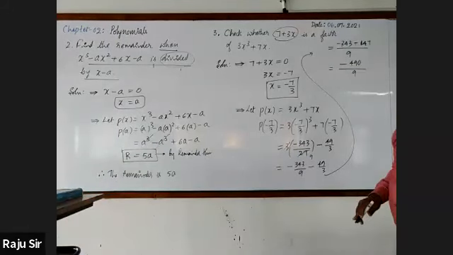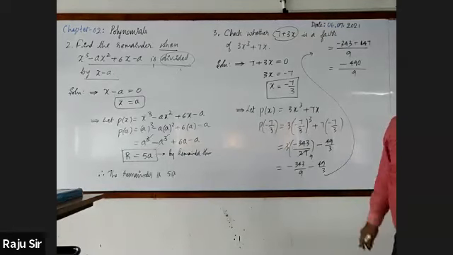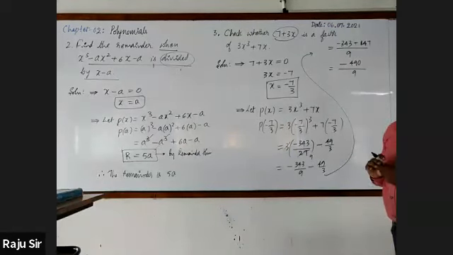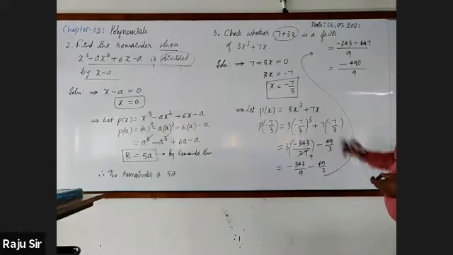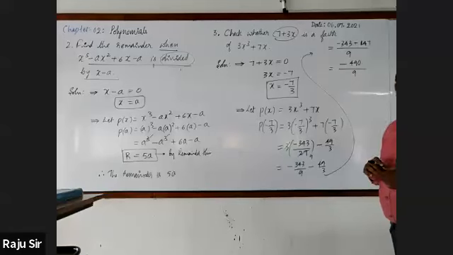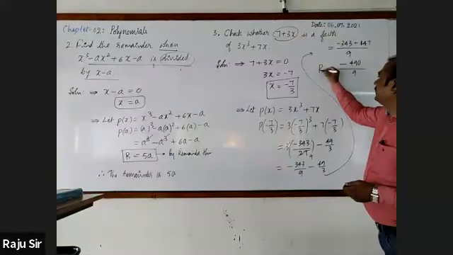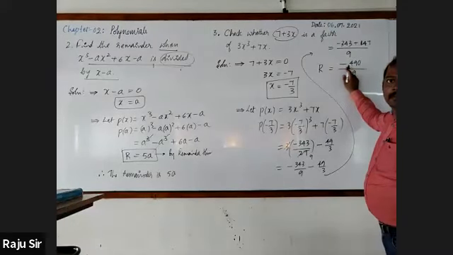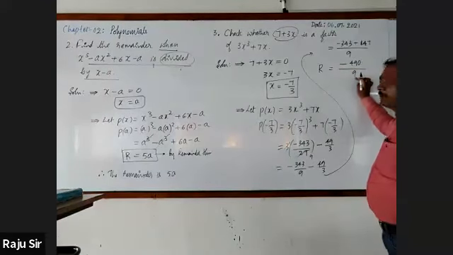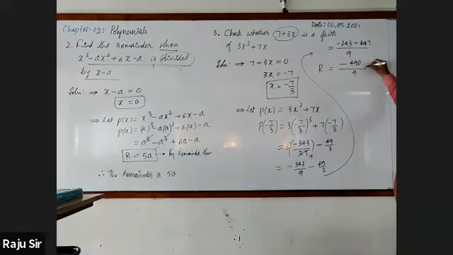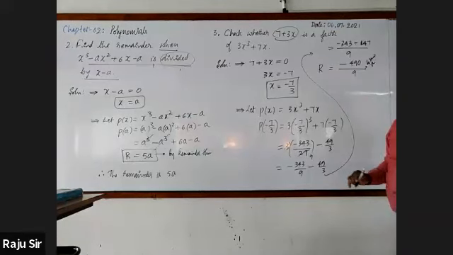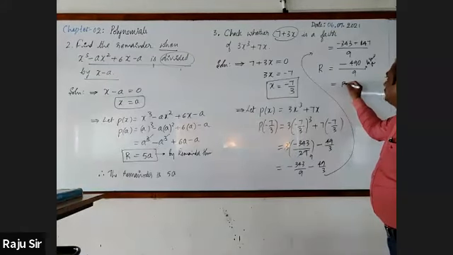Is minus 490 by 9 equal to 0? Can we cancel further? No, sir. It is not equal to 0. This is the remainder, R, by the remainder theorem. But this remainder is not equal to 0.